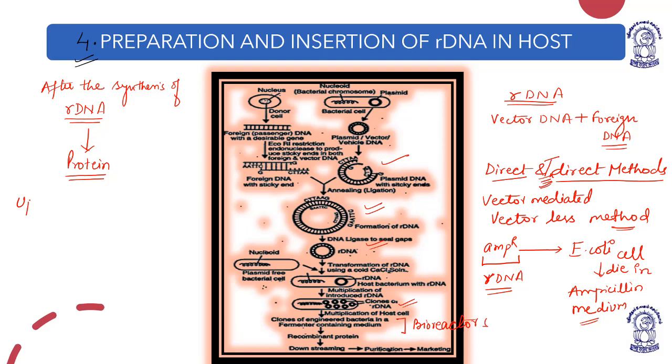I will write here upstream processing. All the steps which are involved in the formation of rDNA product, that is, to make protein from rDNA. So the upstream process basically involves the formation of products of rDNA.